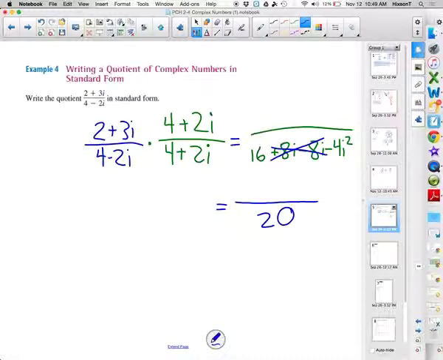Now the numerator, it's okay that the numerator ends up with imaginary parts. We just have 8 plus 4i plus 12i plus 6i squared, and that simplifies into 2 plus 16i. Okay?